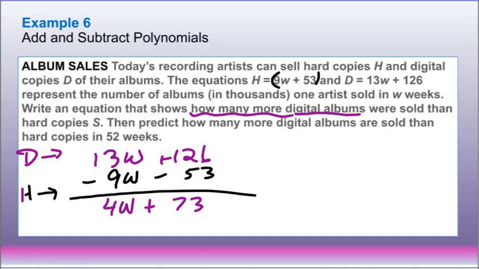And now they're telling us in 52 weeks. So if I put 52 in for W, 26 times 52 plus 74 would give us an answer of 281. Now remember, this is in thousands, so this would be 281,000 albums.